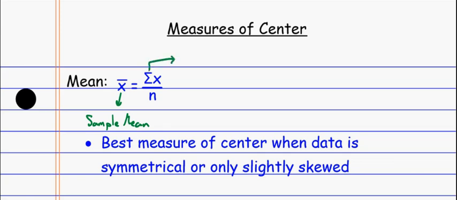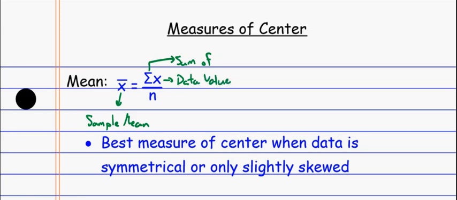This symbol right here, that's uppercase sigma. That means the sum of. Okay, and that's the sum of X, which represents all the data values. And again, this is what we've always done with mean. It's the sum of all the data values.